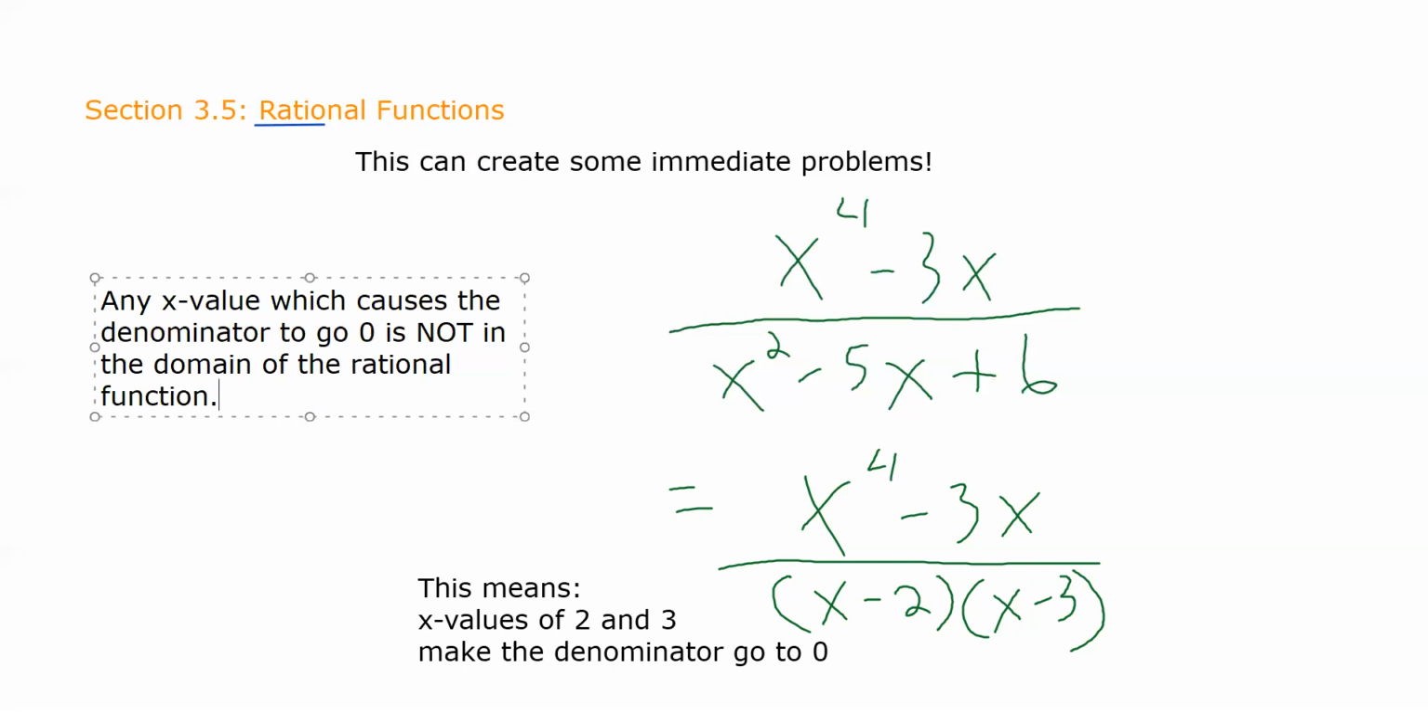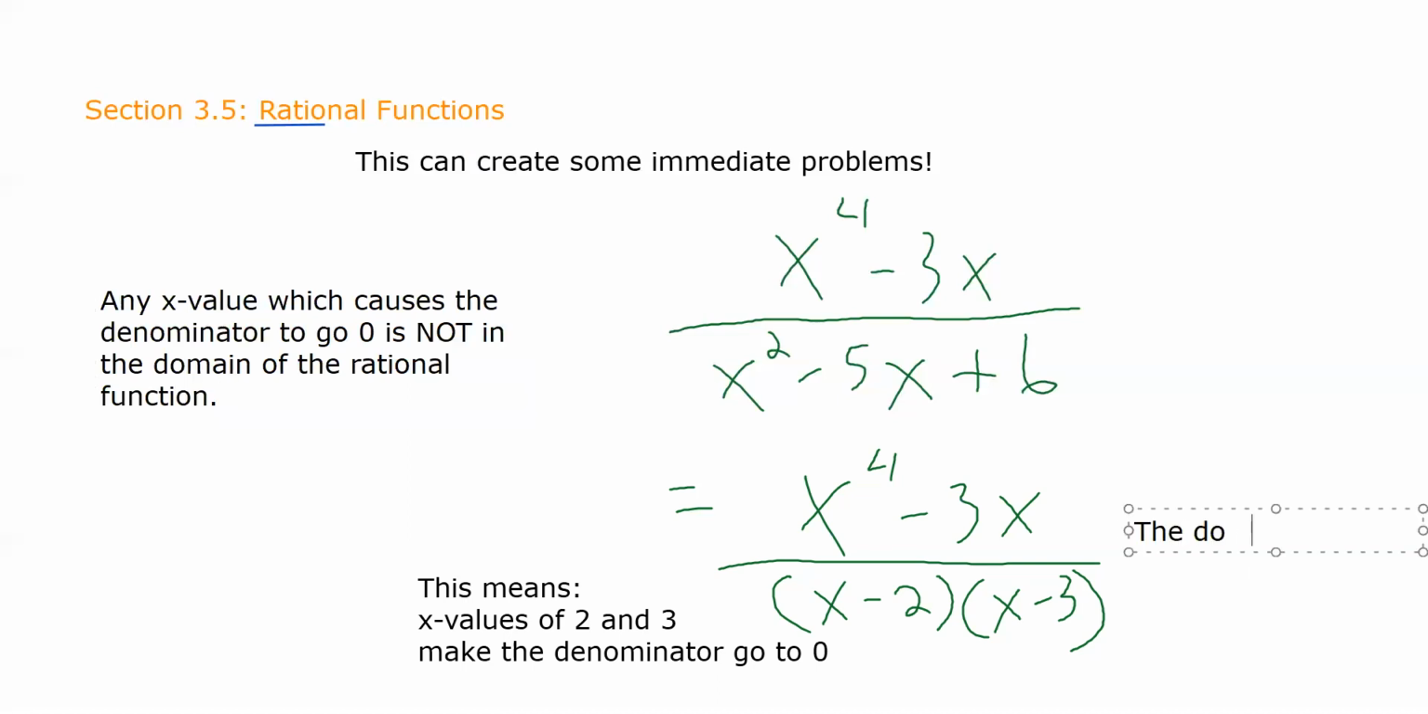I'll repeat, any x value that causes the denominator to go to 0 is not in the domain of the rational function, because the domain is just the collection of all values you're basically allowed to plug in to the x variable, all values of the independent variable that you're allowed to utilize. Well, if it makes the bottom go to 0, you're not allowed to utilize that. So, in other words, for this one, the domain here would be all x values except x equals 2 and x equals 3.